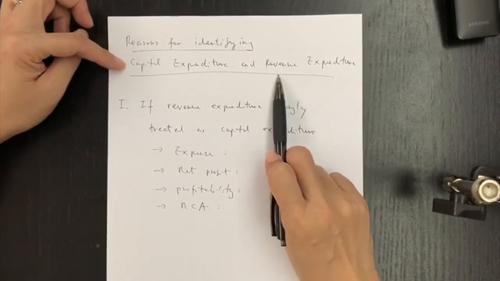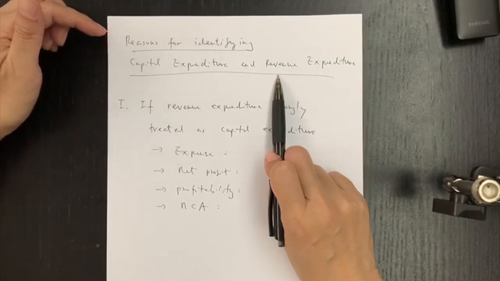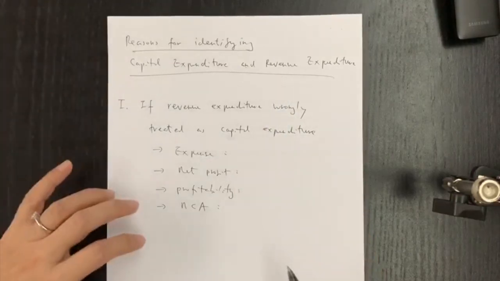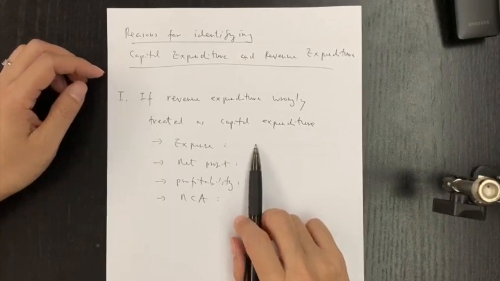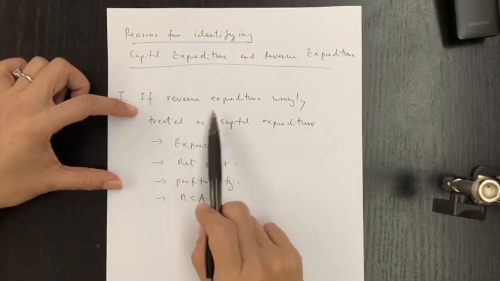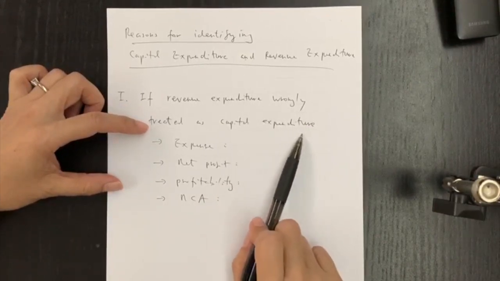But the point is, why do we have to identify clearly capital expenditure and revenue expenditure? Because remember, when we prepare financial statements, we're not just preparing them for our own use. There are so many people who rely on our reports to make decisions. So let me give you two different situations. The first situation: what happens if we have revenue expenditure, however, being wrongly treated as capital expenditure?